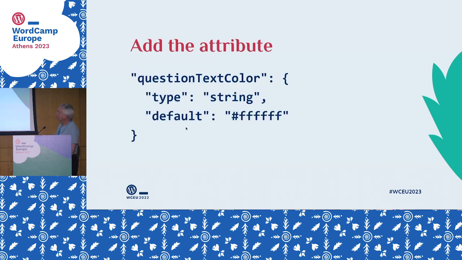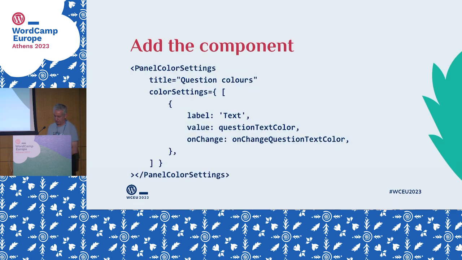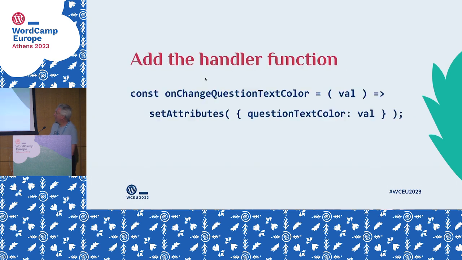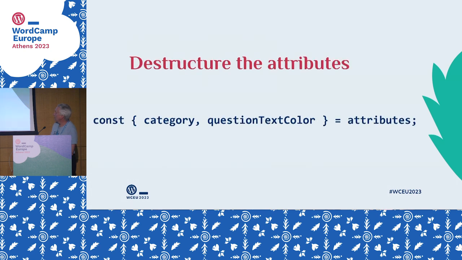So let's start by adding the attribute. You put that immediately below your previous attribute, which was category. Once you've got the attribute, destructure it. So alongside category, where you've destructured category, also destructure question text color from attributes. So that makes question text color available to our panel color settings component.